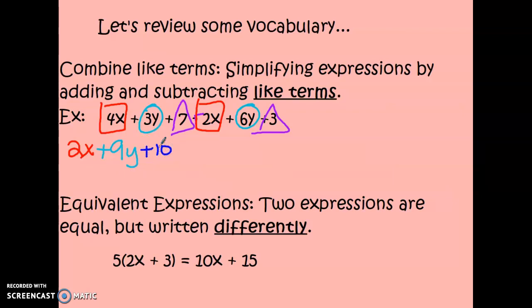All right, equivalent expressions are two expressions that are equal, but they are written differently. And you can see our example. We've just done the distributive property. This is our factored form. 5 times 2x gives us the 10x, and then 5 times 3 equals 15.